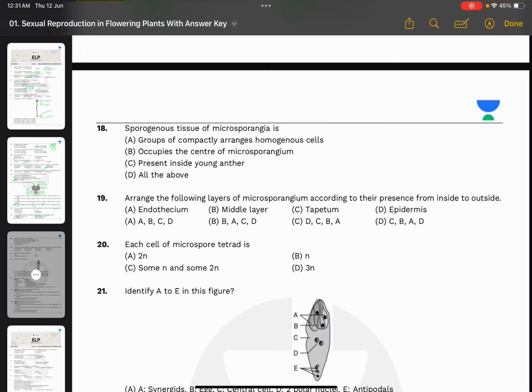Sporogenous tissue of the microsporangia is a group of compactly arranged homogeneous cells that occupies the center, present inside a young anther. All of these are correct.